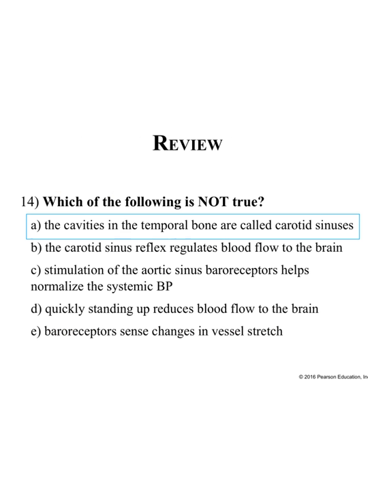So a little review. Which of the following is not true? The cavities in the temporal bone are called carotid sinuses. No, they're within the carotid vessels, so that's obviously false. The carotid sinus reflex regulates blood flow to the brain. That is true. This is a reflex that constantly regulates the blood pressure going to and from the brain. That's why we have chemoreceptors and baroreceptors in the carotid arteries and not just in the aorta. If you stimulate baroreceptors, pressure receptors in the aorta, that means that pressure would be too high, so that would help lower and normalize the blood pressure.